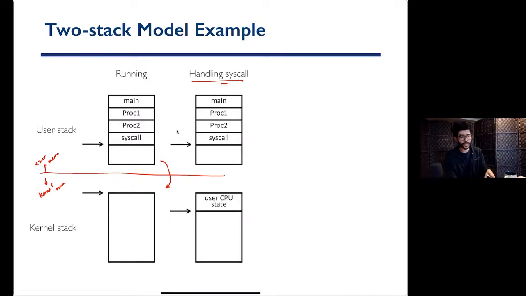And the first thing we're going to do is to save the state of CPU on the kernel stack, as I mentioned. Because we want to have this transparent switching, we're going to save the state of CPU on the kernel stack.